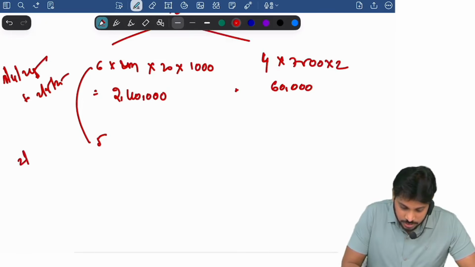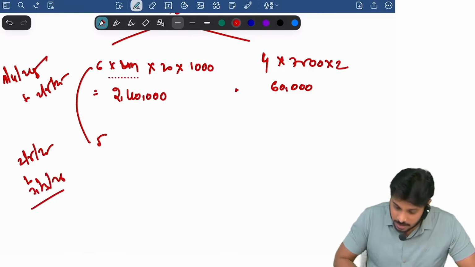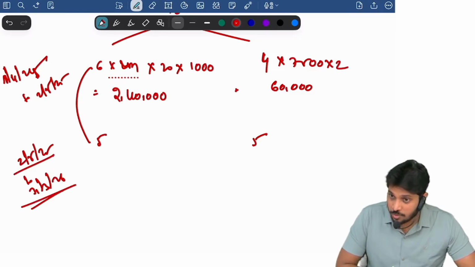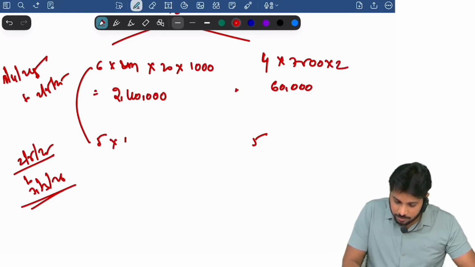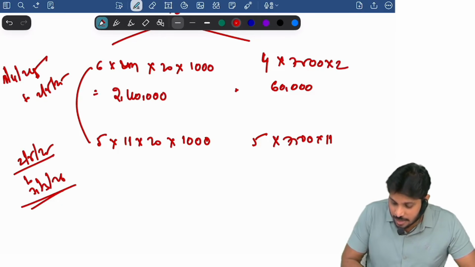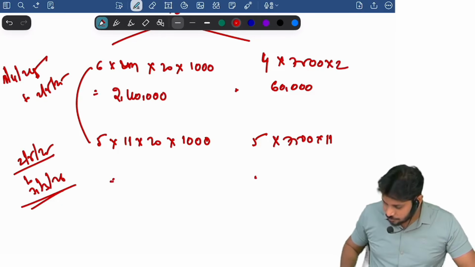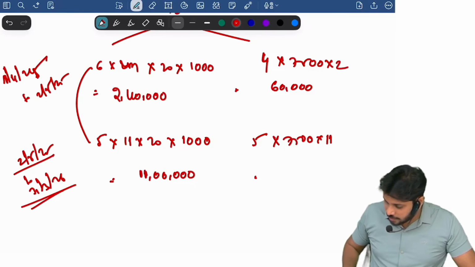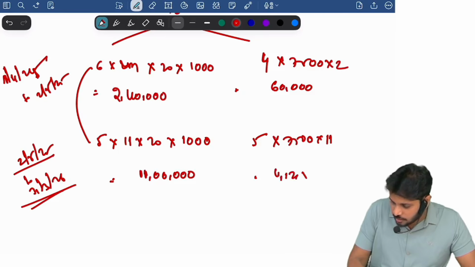So from 2nd May 25 to 31st March 26, the same vehicles will be there. Now he added one light goods vehicle. From 2nd May to 31st March, how many months? 11 months. 5 into 11 months into 20 into 1000 rupees per ton. And 5 into 7500 into 11 months. Look at the answer: 5 into 11 into 20 into 1000 is equal to 11 lakhs. Now 7500 into 5 into 11 is equal to 4 lakh 12,500.